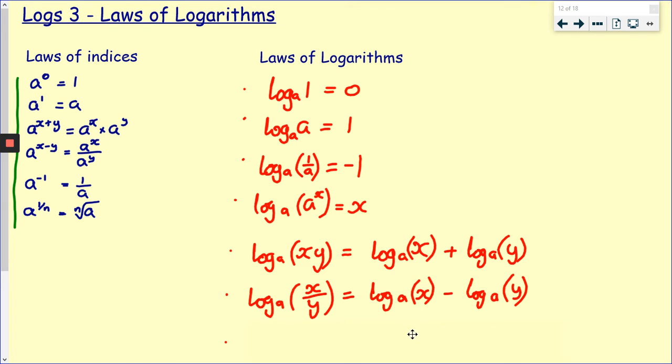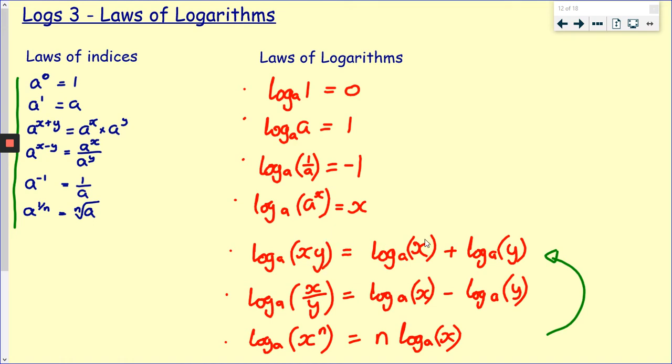And then the third key rule is what I'll call the power rule. If we take the logarithm of x to some power, then we can just multiply the logarithm of x by that power. Now this is related to this rule here, because if we made this log a of x times x, that would be essentially x squared, and on this side we get log x plus log x, i.e. 2 lots of log x, which is what we get down here.